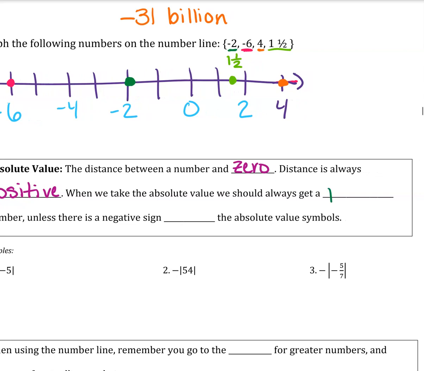There is only one exception, and the only exception is when the negative sign is outside those absolute value signs. The reason why is when it's outside, it's like a coefficient. So we treat it like times -1.